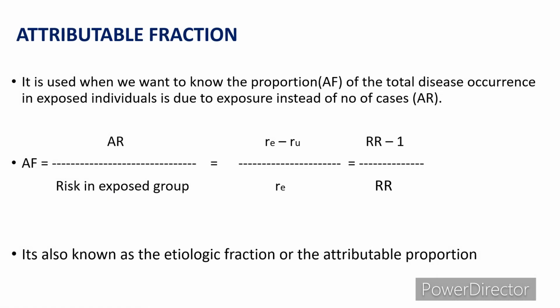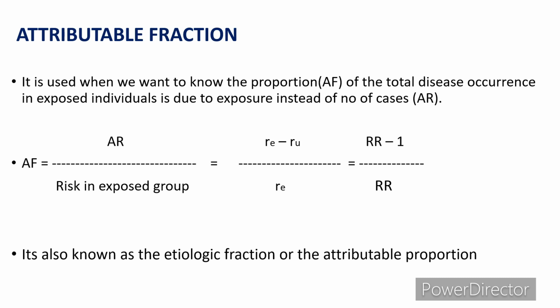And now coming to the attributable fraction, it's nothing but the attributable risk, but here we don't find the number of cases. Here we see the proportion. It is used when we want to know the proportion of the total disease occurrence in exposed individuals that is due to exposure, instead of the number of cases. If you look at the formula of attributable fraction, it is the attributable risk, that is AR, divided by risk in exposed group.